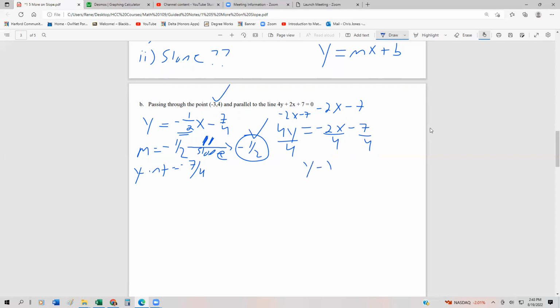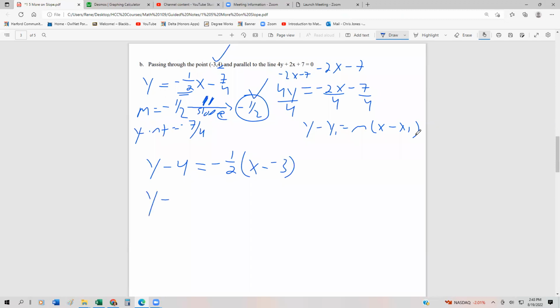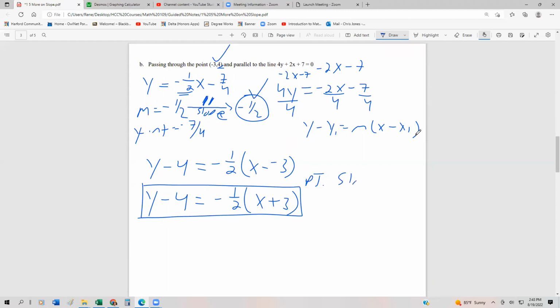Remember, we have our y minus y1 equals m times x minus x1. And so if we do that and substitute everything back in, we're going to get y minus 4, because that's our value for y, equals minus 1/2 times the quantity x minus negative 3, or we can say this is going to be y minus 4 equals minus 1/2 times x plus 3. Now, that's going to be our point slope form. And that's one of the two forms that it was asked for originally.